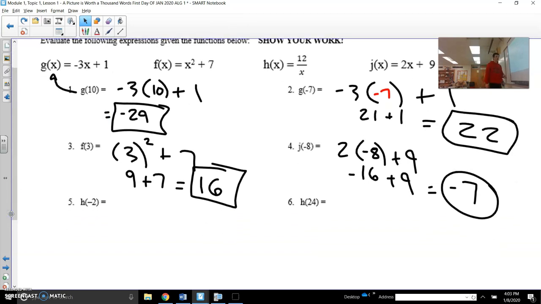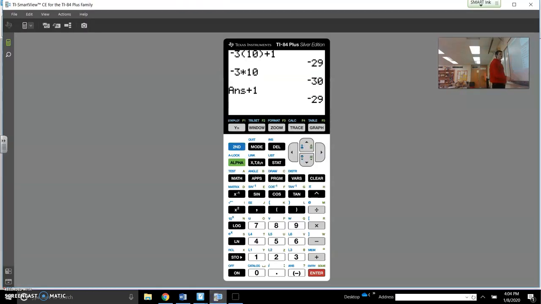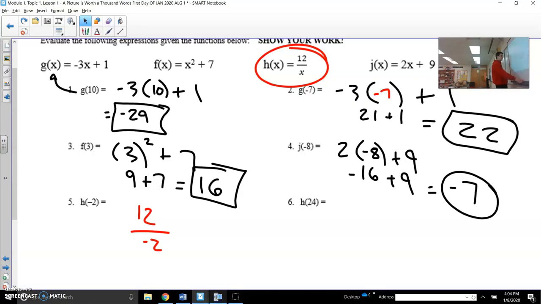All right, h of negative 2. So I look for h of x, which is this equation here, and it says it's 12 divided by the input value. So 12 divided by x. Now, you don't really have to use parentheses for this, but I'm showing you where that x value is going. It's going in the denominator. And this is division. All fractions are division. So to do that in the calculator, 12 divided by negative 2 would be negative 6.